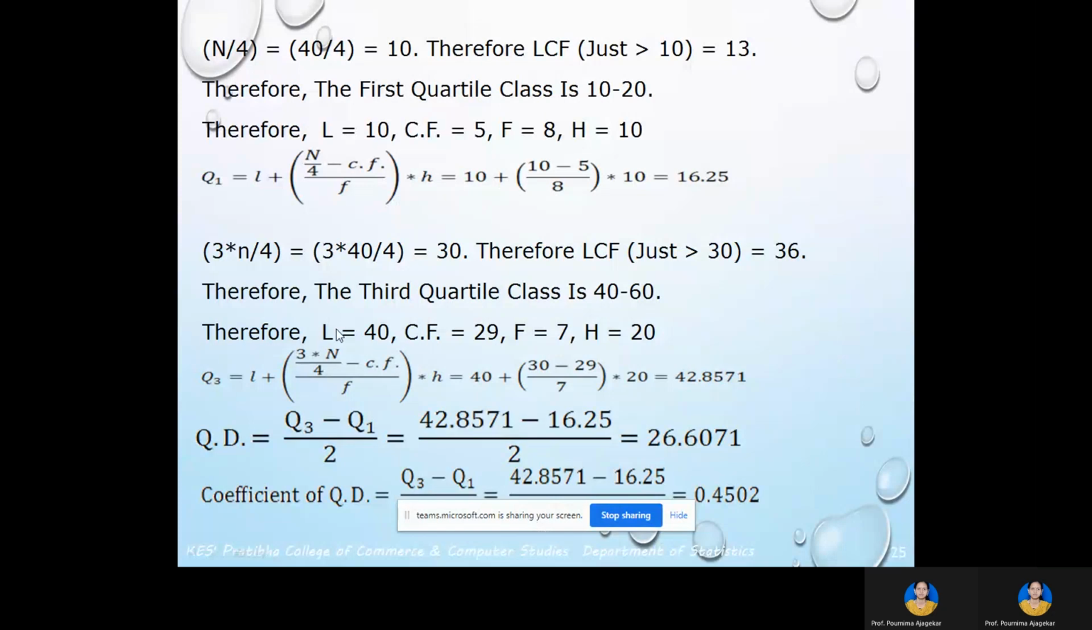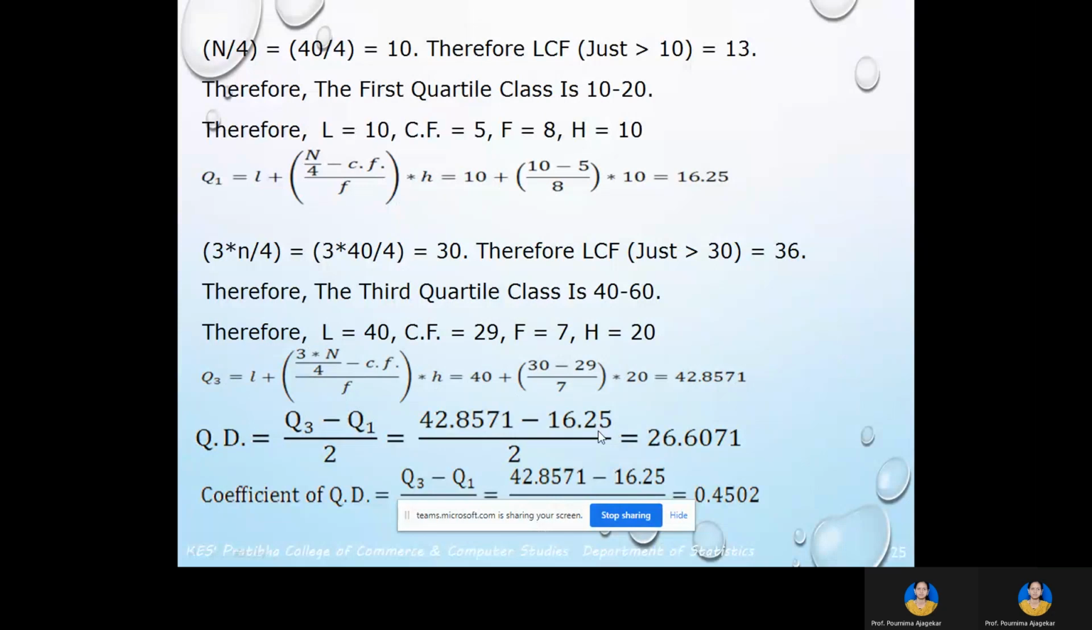So for this class, the lower class limit L is 40. The cumulative frequency of previous class is 29. The frequency of that class is 7 and class width is 20. So formula for third quartile Q3 is L plus (3n by 4 minus CF) divided by f into h. So substitute all the values and then we get Q3 equal to 42.8571.